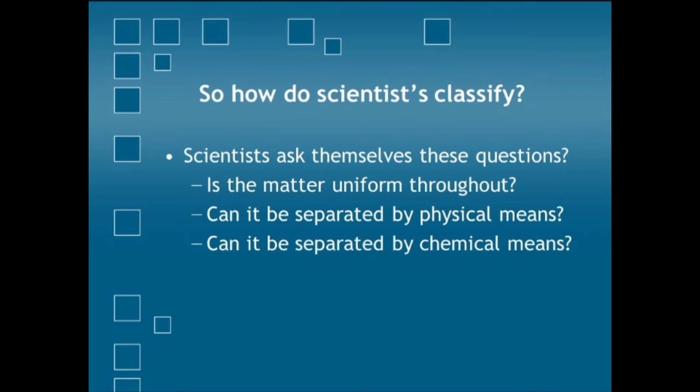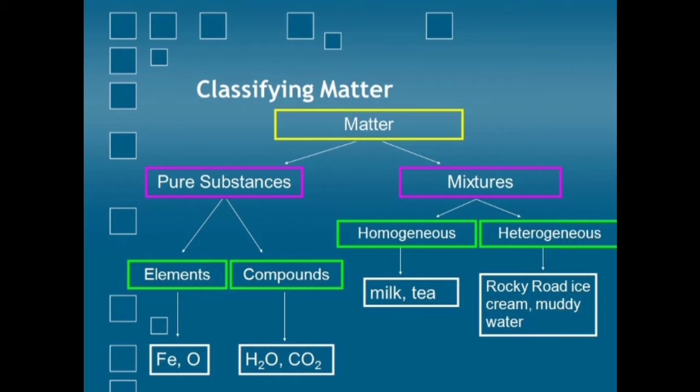So how do scientists classify? Scientists ask themselves these questions. Is the matter uniform throughout? Can it be separated by physical means? Can it be separated by chemical means? So as you can see in the diagram, matter is categorized into two, pure substances and mixtures. And pure substances consist of elements and compounds, while mixtures have two different types, homogeneous and heterogeneous.